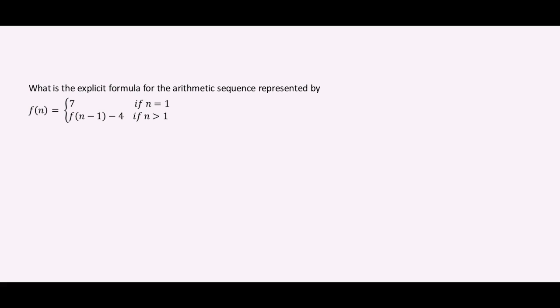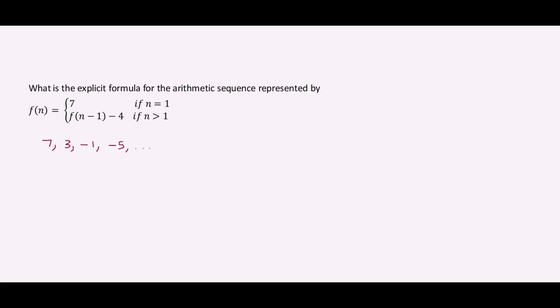So let's go ahead and identify a sequence. Our sequence is going to start with f of 1 is 7. Then the second term is going to be f of 1 minus 4. 7 minus 4 is 3. The third term is going to be f of 2 minus 4, so 3 minus 4 is negative 1. And then your fourth term is f of 3 minus 4, which is minus 1 minus 4, which is going to give you minus 5. And then we continue indefinitely.